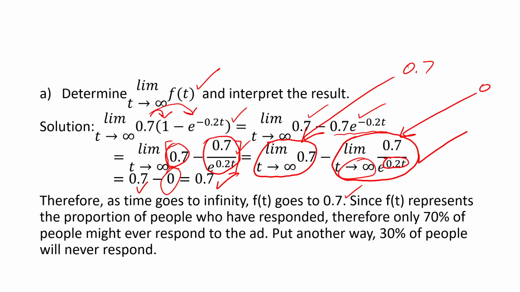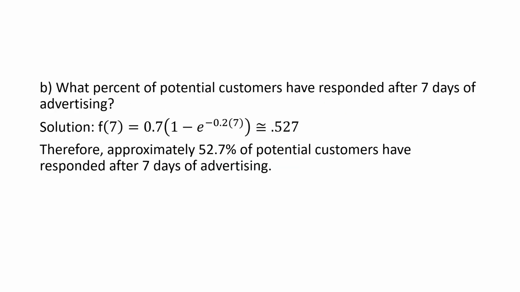Now, what does that mean? f of t represents the proportion of people who've responded, and therefore only 70% of people might ever respond to the ad. In other words, 30% will never respond. So let's say, for example, it's a billboard and a response just means a conscious recognition of the billboard. Well, maybe 30% of people will never go to that part of town, or maybe they never are in cars, or who knows what. That's why you could leave it up forever and you're only going to reach 70%. That's what part A is saying.